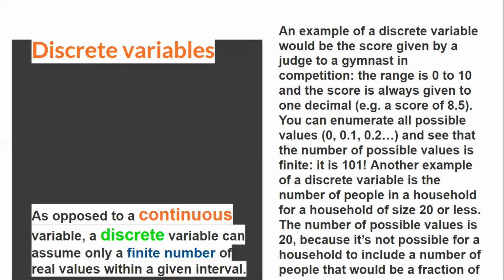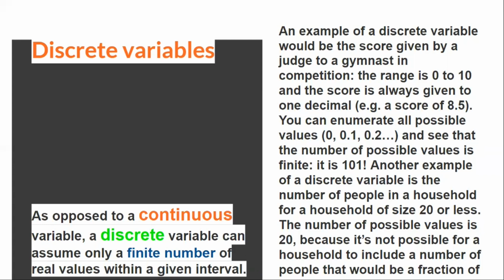So the second subcategory of numeric variable is discrete variables. As opposed to a continuous variable, a discrete variable can assume only a finite number of real values within a given interval. Contrary to continuous, which can take an infinite number of values, the discrete can take only a finite number of real values within a given interval.